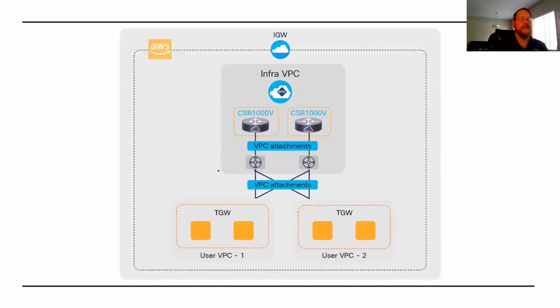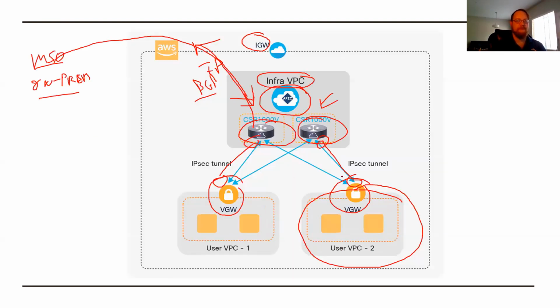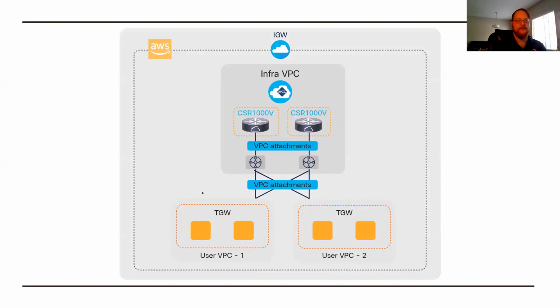Here's just another example of a couple of different ways that you can implement it. This can be highly redundant in this last example. They just made it redundant. Here, this is more from an AWS perspective instead of the CSR 1000Vs.